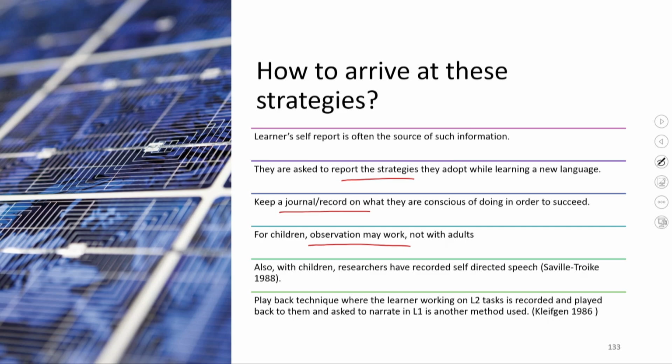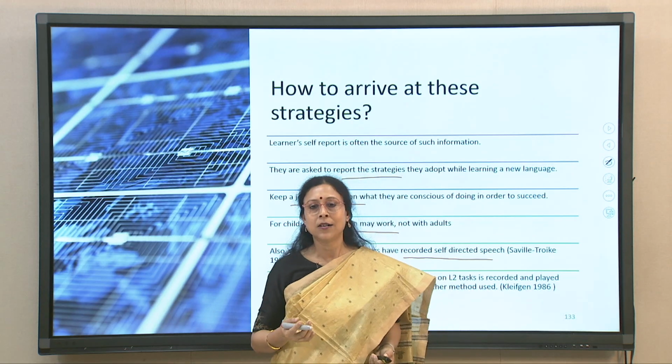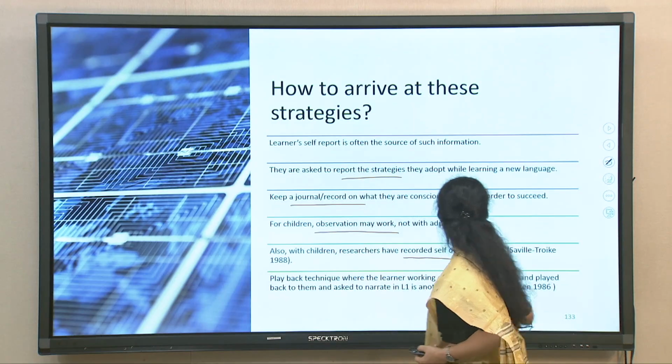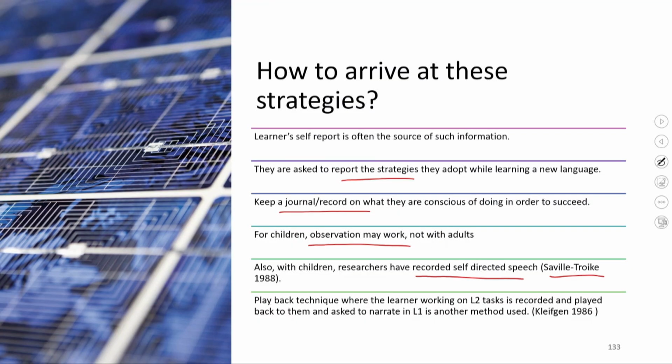As a result, for children the observation method is often used, and they also use something very interesting which is called self-directed speech. Children talk to themselves. When they are learning the L2, there have been many reports, for example by Saville-Troike in 1988, where they talk about how the child is narrating to himself or herself what is happening in the L2. Okay, this is how it is done, now I will use S to make a plural, something like this. Children talk to themselves. So, this is another thing that has been recorded and studied.